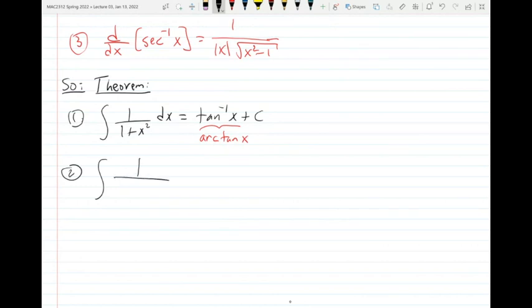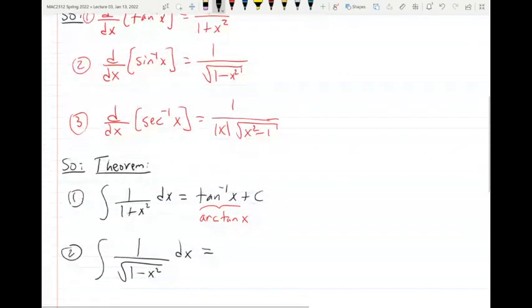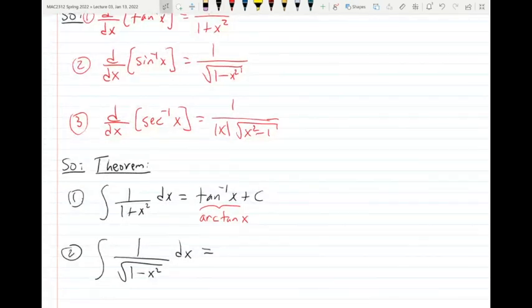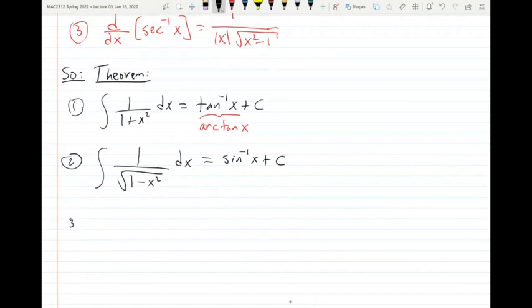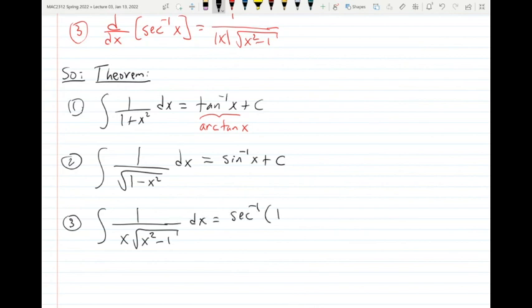Then, if you have the integral of 1 over square root of 1 minus x squared, that's the result of doing the derivative of inverse sine. So if you integrate this, you get back your inverse sine. So this is inverse sine of x. And then finally, the integral of 1 over x square root of x squared minus 1 is inverse secant. And this time we put the absolute value here. Okay? And C is just your constant of integration.